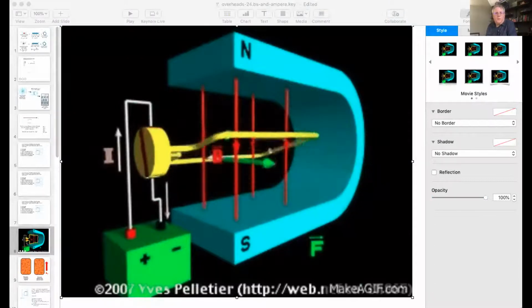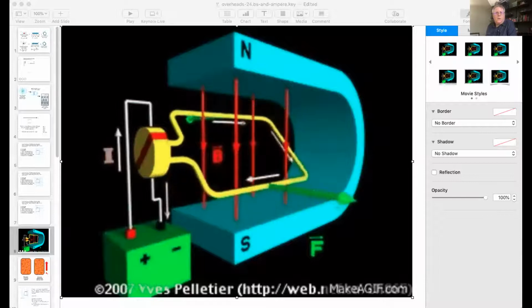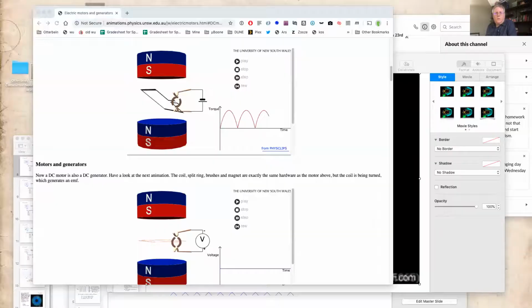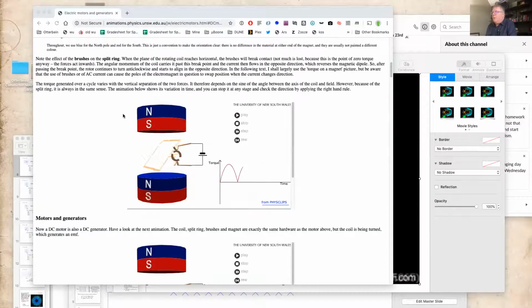Let me share. Here's another picture of the same thing. Maybe that might be clearer. Here you can see the torque changing as it moves through its rotation. As it hits the commutator, the torque is actually minimum.